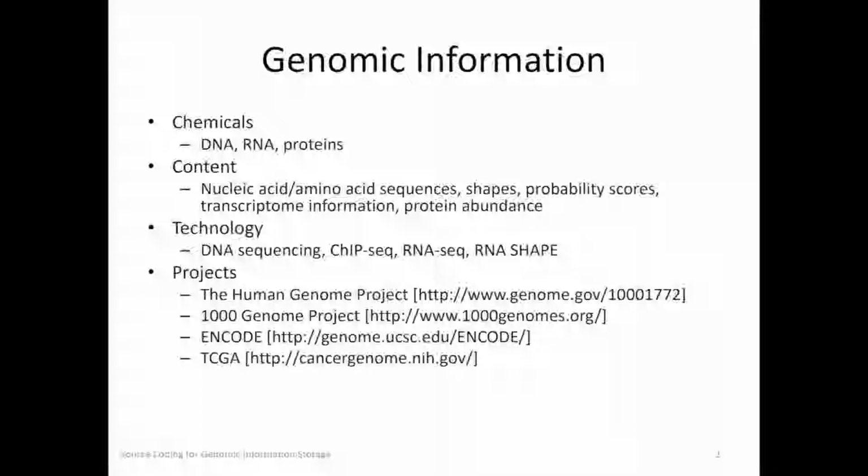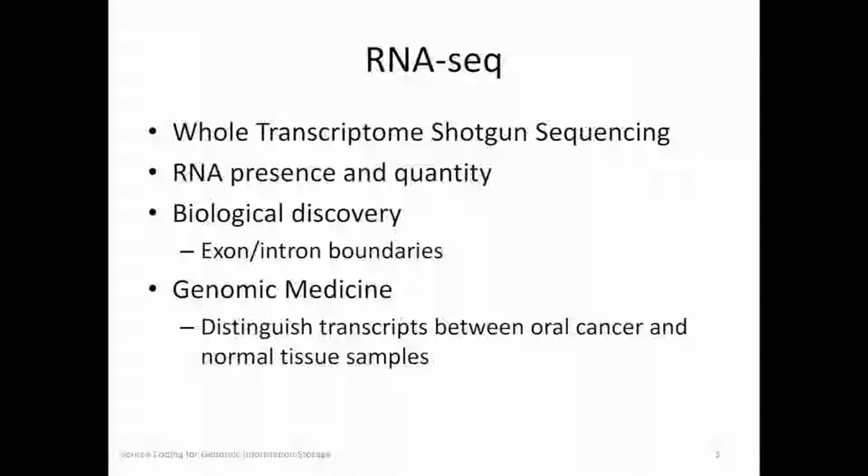And in this talk, we will talk about some data we obtained from ENCODE. And in particular, we're interested in RNA-seq. This is a recently developed technology that is also called whole transcriptome shotgun sequencing. And it basically tells me what types of RNA strands I see in a cell, and also how abundant I see each type of RNA.